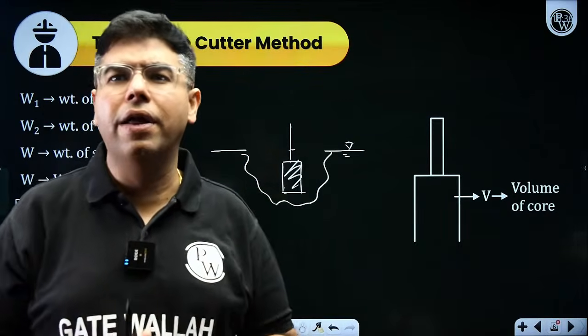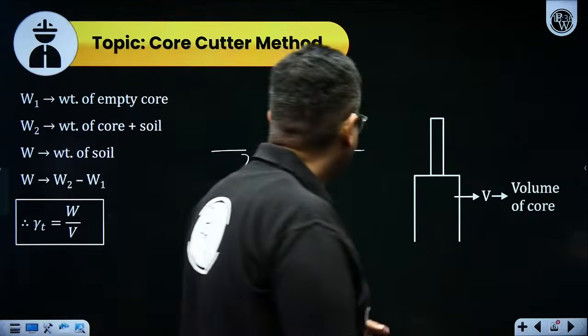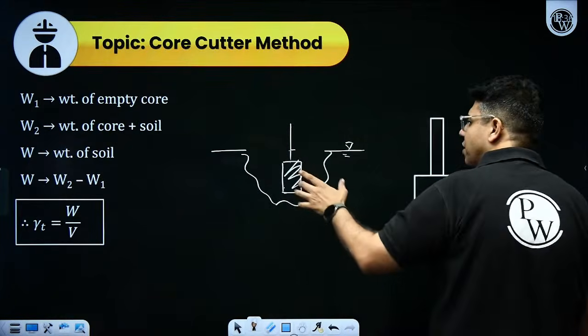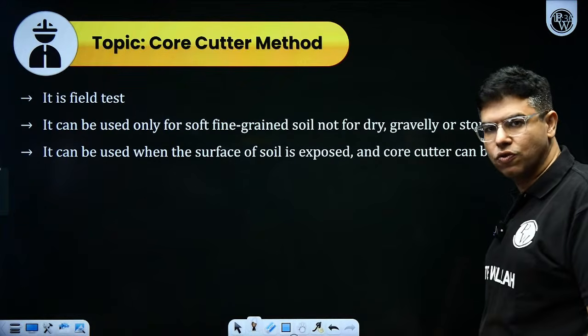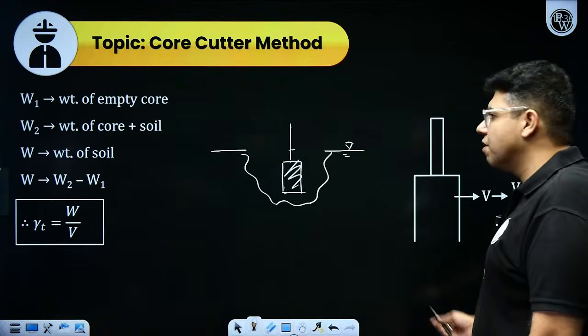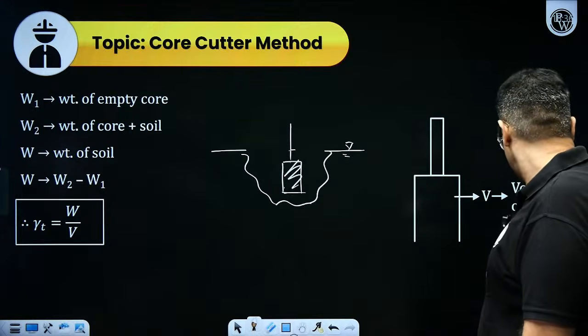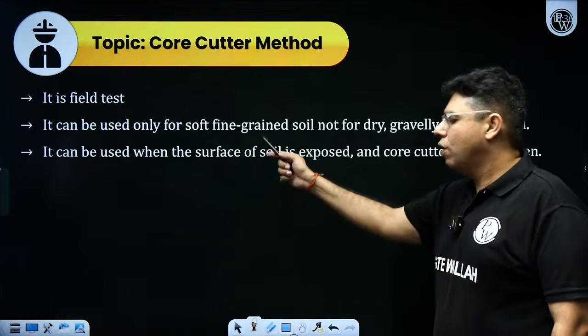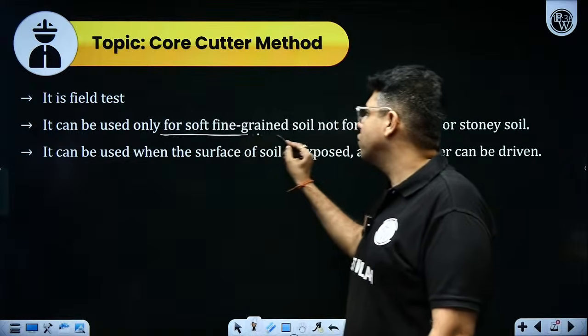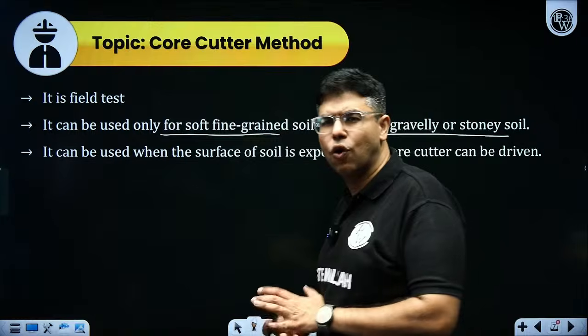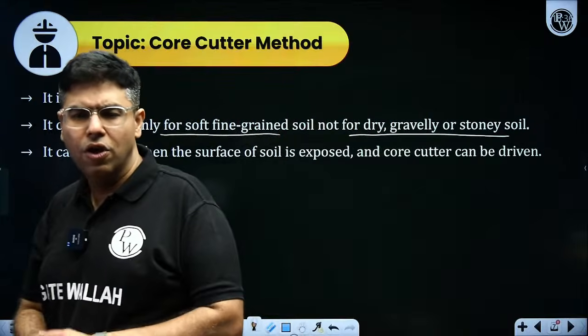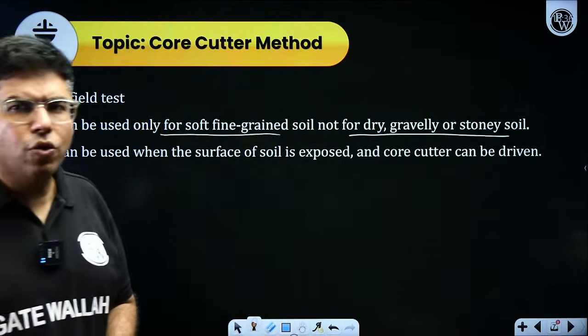The core might get deformed. So, this method is suitable only for soft fine grained soil when the surface of the soil is exposed. Obviously it is a field test, it is done in the field. It can be used only for soft fine grained soil, not for dry gravelly as well as stony soil, that is soil full of boulders and cobbles. In those soils also you won't be able to use it.